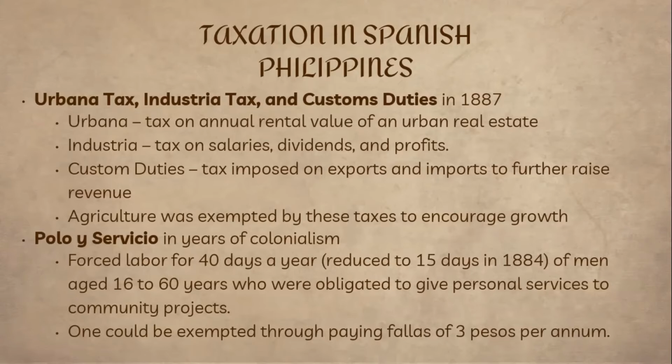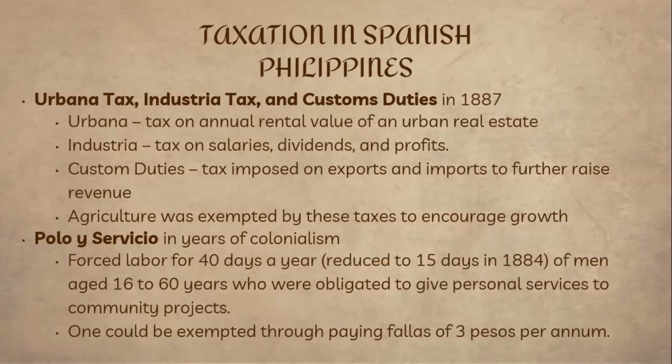Indirect taxes such as custom duties were imposed on exports and imports to further raise revenue. There were no excise taxes collected by the Spaniards throughout the years of colonialism. The colonial government also gained income from monopolies, such as the sale of stamped paper, manufacture and sale of liquor, cockpits, and opium. Forced labor was a characteristic of Spanish colonial taxation in the Philippines and was required from the Filipinos.